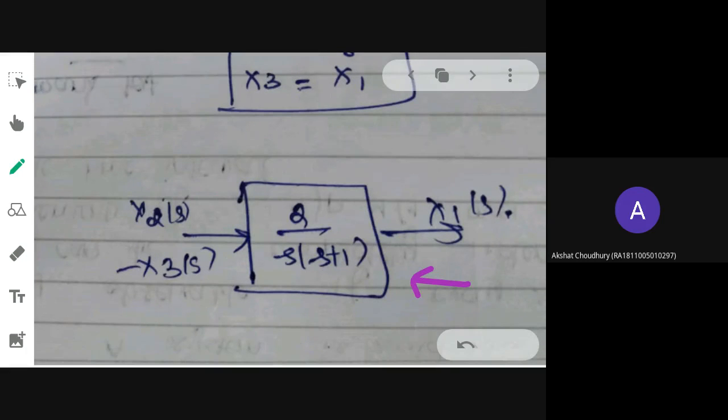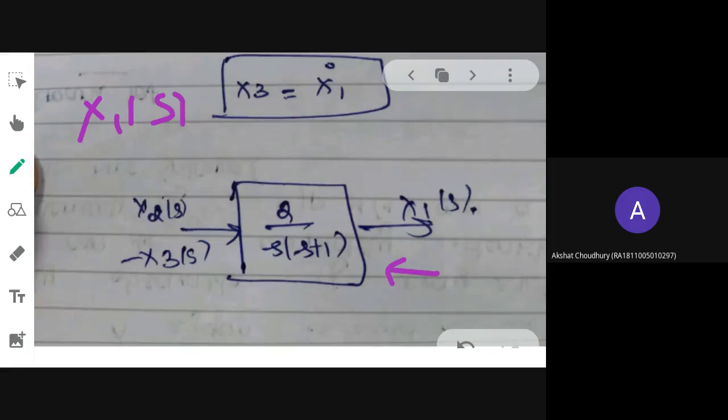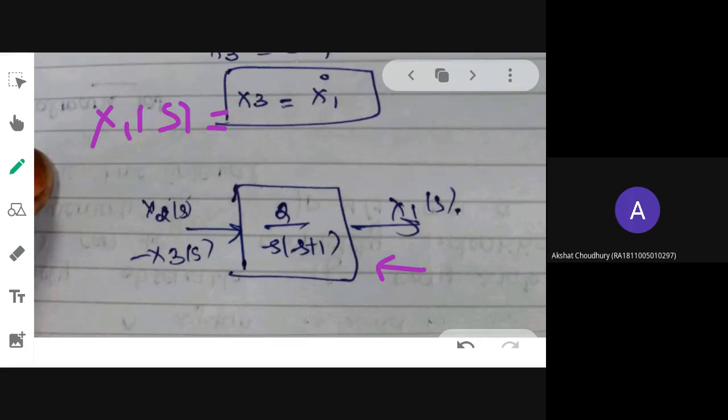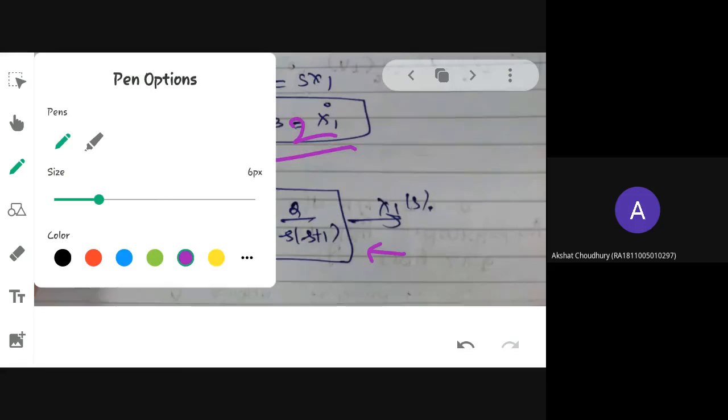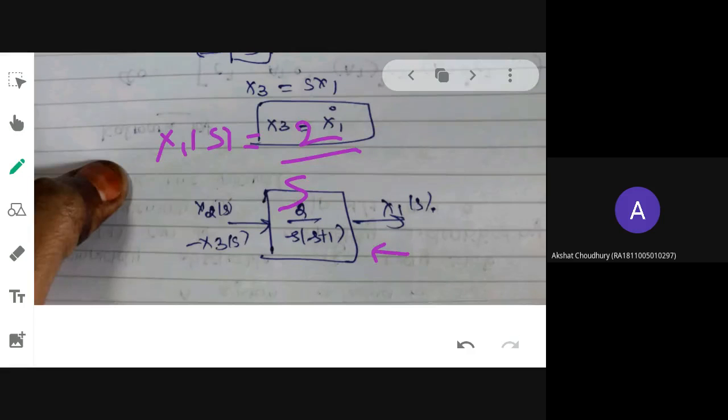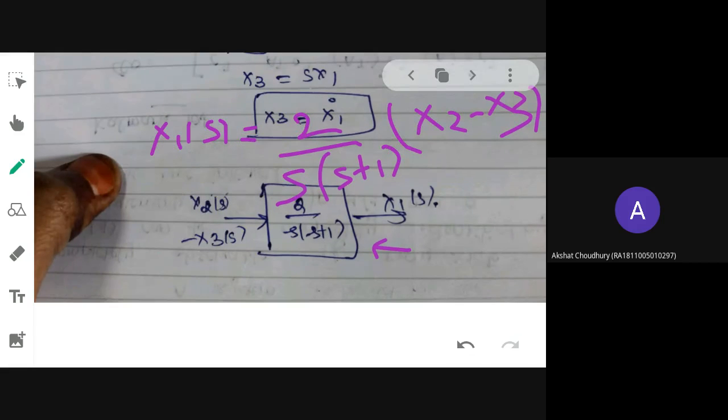If you are writing the equation, x1 of s will be equal to 2 by s into s plus 1, into x2 minus x3. Complete it and tell me the answer. My markings are a little bit delayed, so you have to tell me the answer from your side. Okay, again in the same way you cross multiply and manipulate and tell me what is x1 dot.